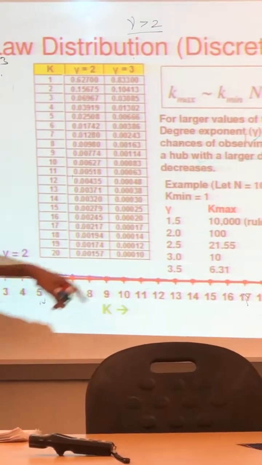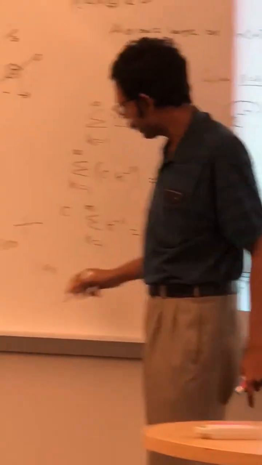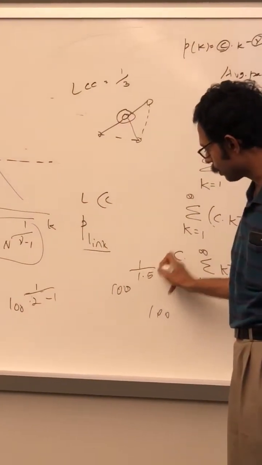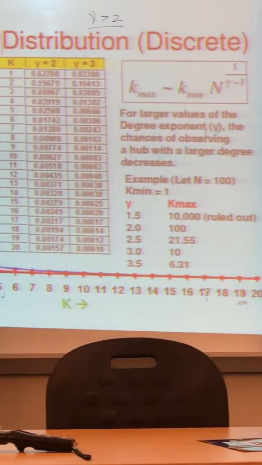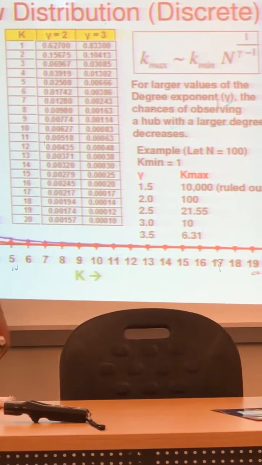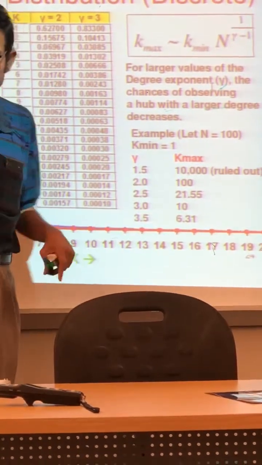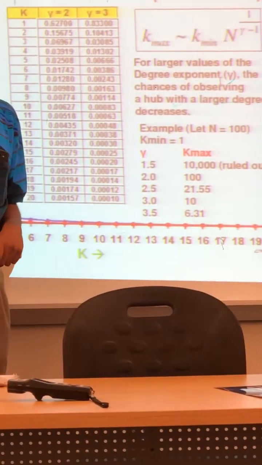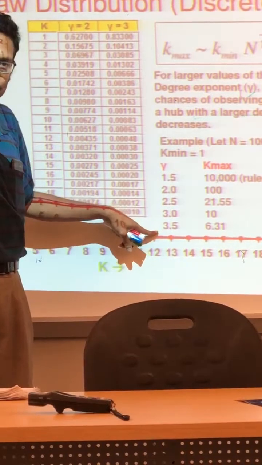Okay? So if gamma is say 2.5, that's going to be 1 over 2.5 minus 1, so this is going to be 1 over 1.5. And that comes out to be 21.5. 100 raised to 1 over 1.5 is 21.55. And it starts to make sense. You have 100 nodes, and the maximum degree that you expect is 21.5, mathematically.